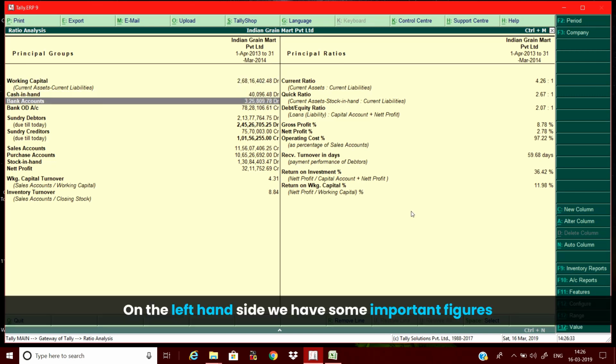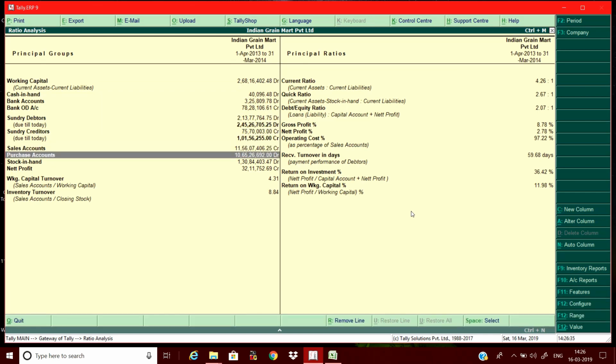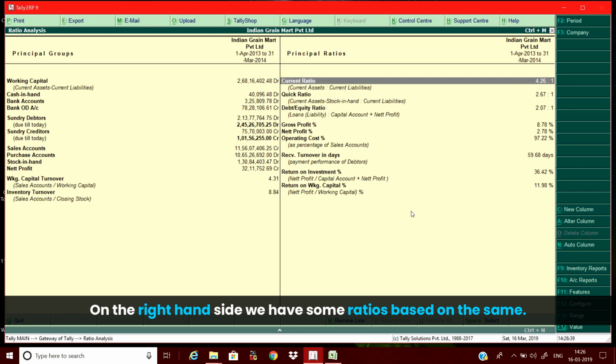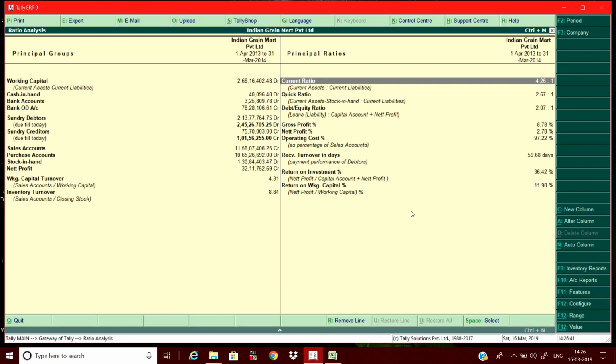Here we have some details of the sales, purchases, debtors, creditors, etc. And on the right hand side, there are some relevant ratios which have been worked out on these figures. We have a current asset ratio. Current asset ratio means current assets to current liabilities. That means short term assets to short term liabilities. Now this is showing us 4.26:1.